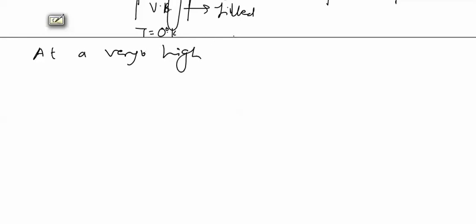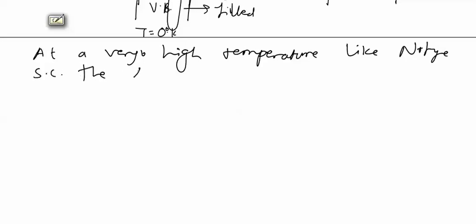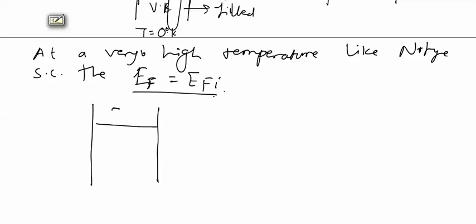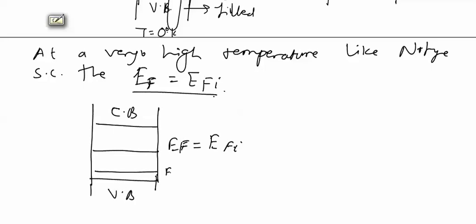Now, at a very high temperature, like n-type semiconductor, the Fermi energy level EF becomes equal to EFI, meaning the Fermi energy level of p-type semiconductor also coincides with the Fermi energy level of intrinsic semiconductor at a very high temperature. In the energy band diagram, we will show the Fermi energy level EF and EFI at the same energy level. The Fermi energy level of p-type semiconductor will coincide with the Fermi energy level of intrinsic semiconductor.